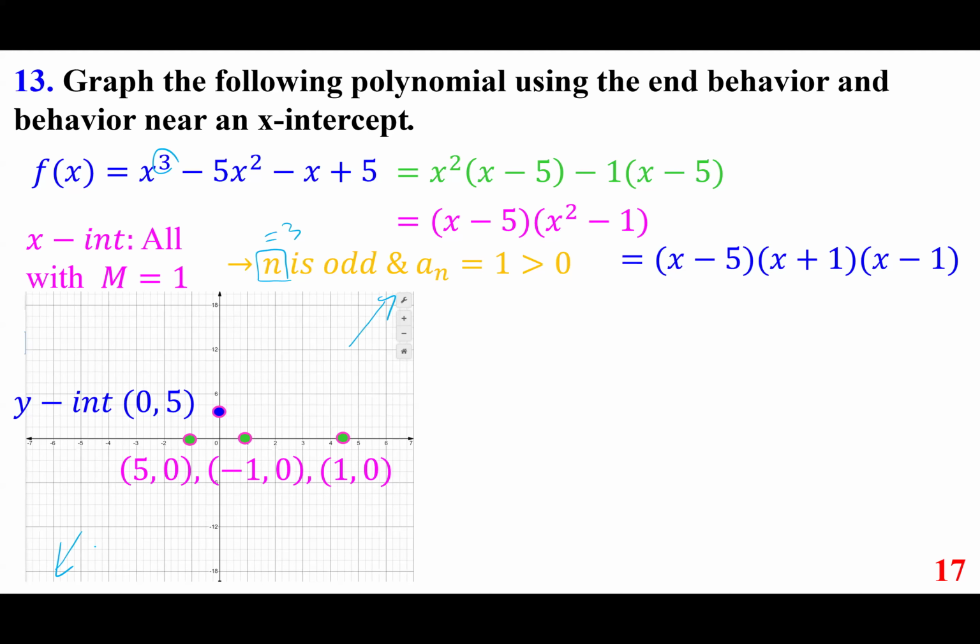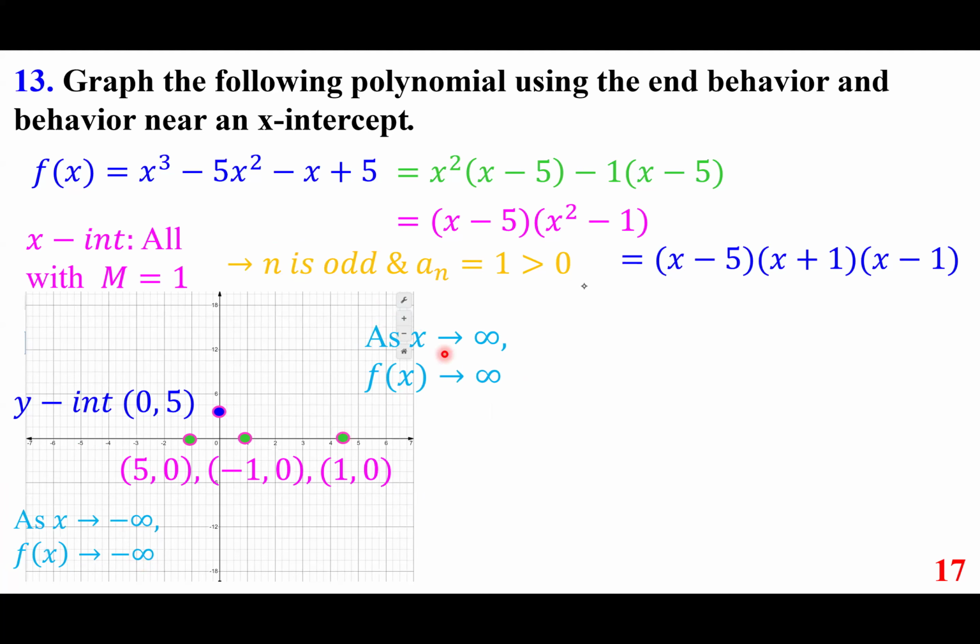I hope everybody is following that. It's very straightforward, everybody. So in other words, as x goes to negative infinity, f of x goes to negative infinity, and as x goes to infinity, f of x goes to infinity. That means the first and the third quadrant.